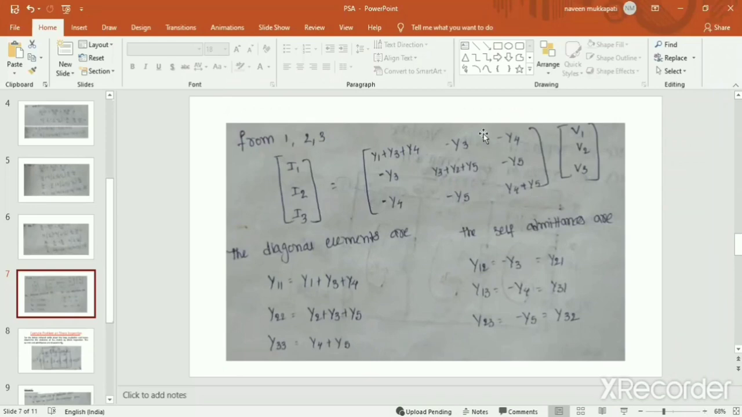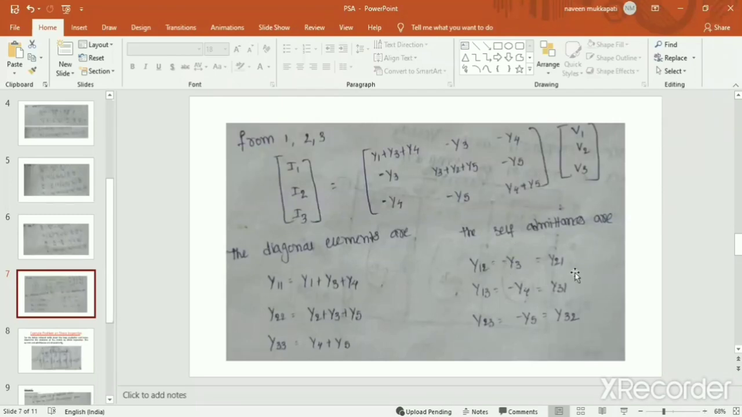Now the non-diagonal elements are the mutual admittances. This is Y12. What is that value? Y12 is equal to minus Y3. Next, this is Y13. What is that value? Minus Y4. Next, Y23. What is that value? Minus Y5.